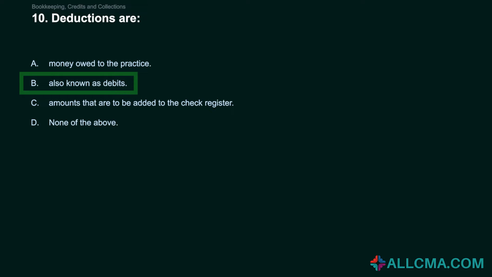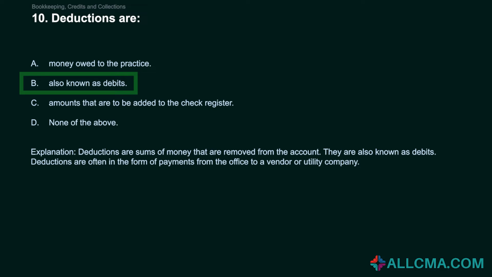Correct answer. B. Also known as debits. Deductions are sums of money that are removed from the account. They are also known as debits. Deductions are often in the form of payments from the office to a vendor or utility company.